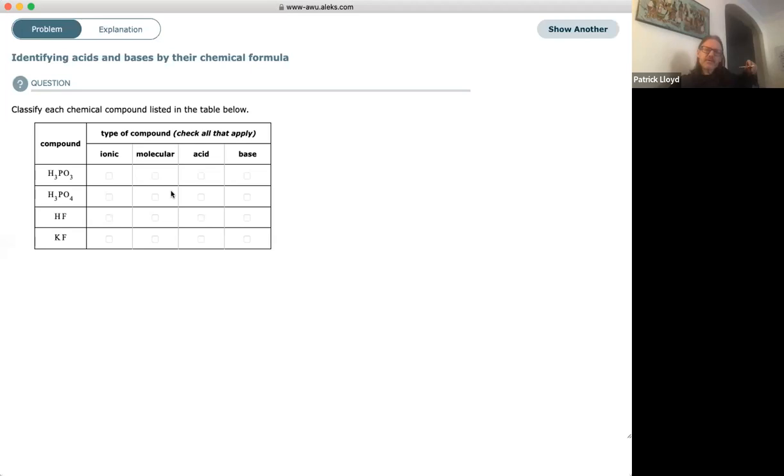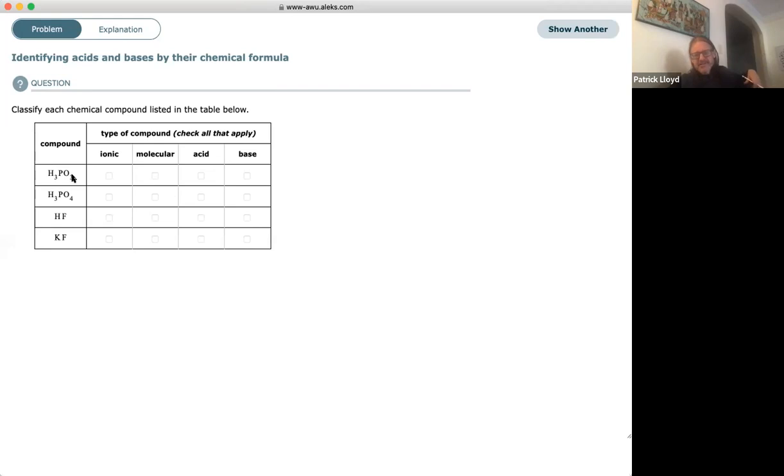Okay, so what I want to do is spend a little bit of time showing you an example or two of the Alex problems. Hopefully that's all right there. So here's one, identifying acids and bases by their chemical formulas. That makes sense, right? So look at the first one, H3PO3.